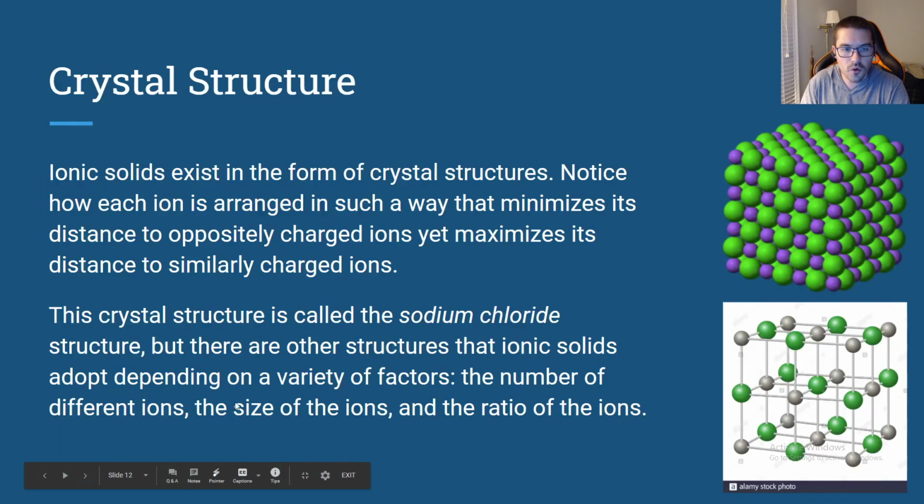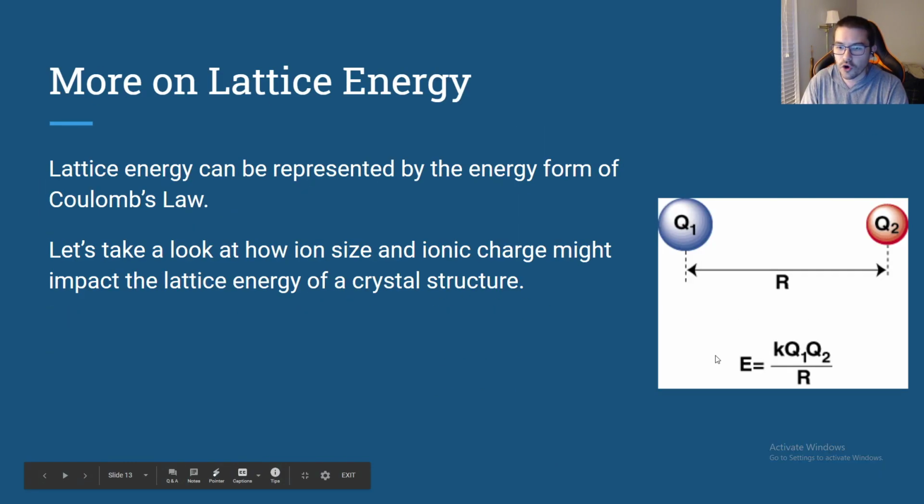Okay, so what we're going to look at is this equation here, which looks very familiar. This is a form of Coulomb's law. We're going to look at how these factors, the ion size and the ionic charge, might impact the lattice energy of a crystal structure.